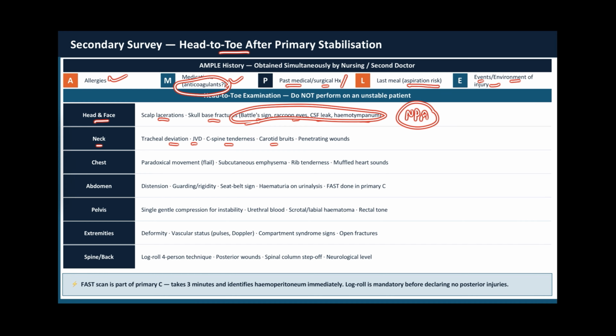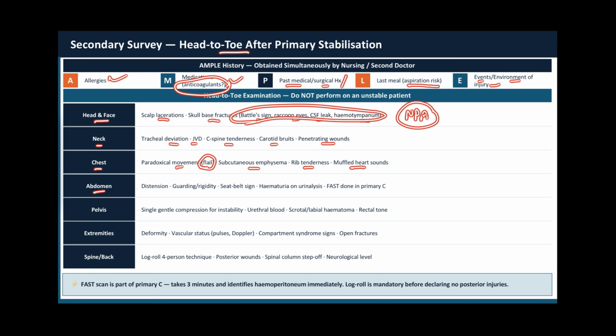Look for any carotid bruit and penetrating wounds. In the chest, look for paradoxical movement, that is the flail segment, and look for any subcutaneous emphysema. Once you have subcutaneous emphysema, obviously there would be an underlying pneumothorax or tension pneumothorax. Look for any rib tenderness for rib fractures, and muffled heart sounds for cardiac tamponade.